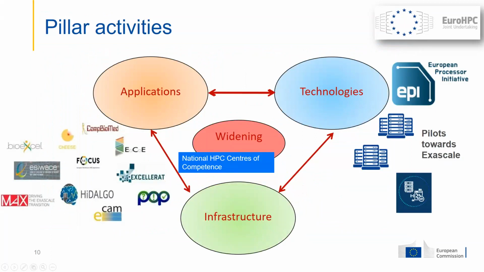And this is most probably, for today's audience, the most interesting point: the JU has three pillar activities, infrastructure, technologies, and applications, where it makes an effort to make them interconnected and going step by step, hand in hand. And this is where the centers of excellence come in, also the national HPC centers of competence, in order to develop and support the advanced applications optimized for these exascale systems. And of course, also to help develop the key skills that European science and industry needs.